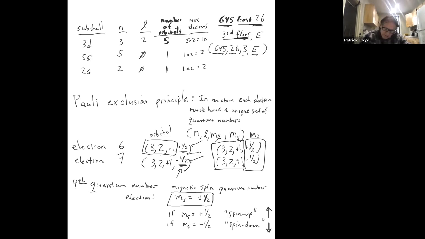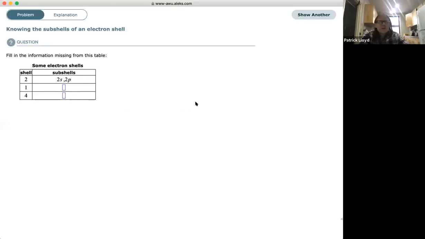Okay, the last problem has to do with, again, the notation, which says knowing the subshells of the electron shell, so subshells of a shell, fill in the missing information from this table. So for example, if you're in shell 2, you can have 2s and 2p. Why? Because if n equals 2, L can be 0 or 1. 0, 1 is s and p, so 2s, 2p.